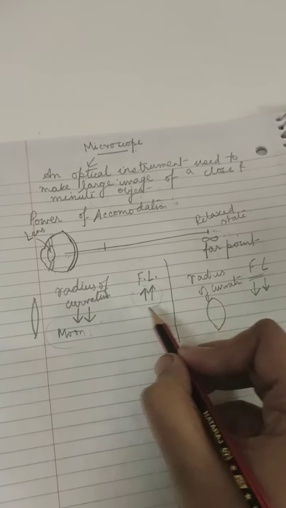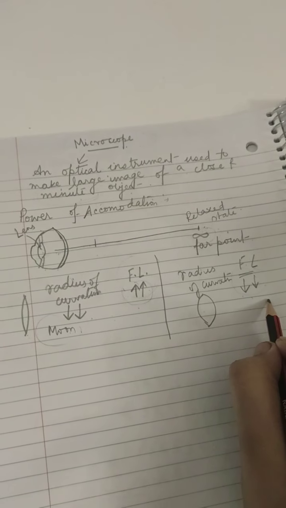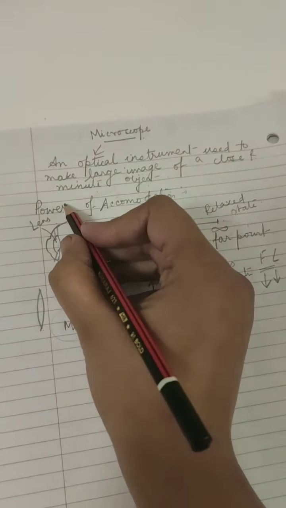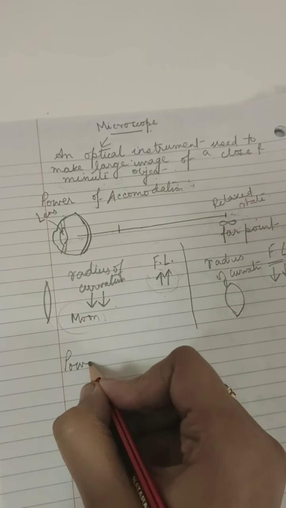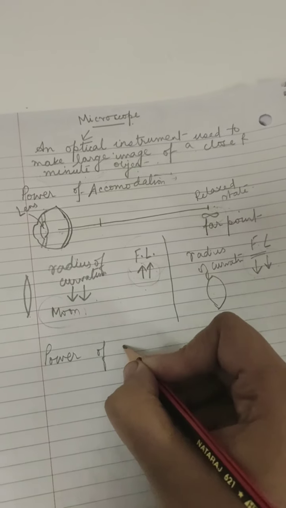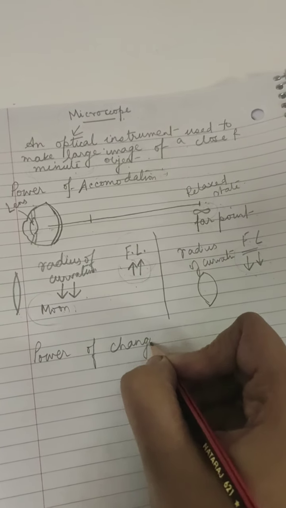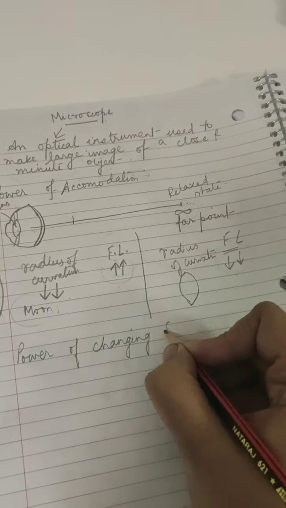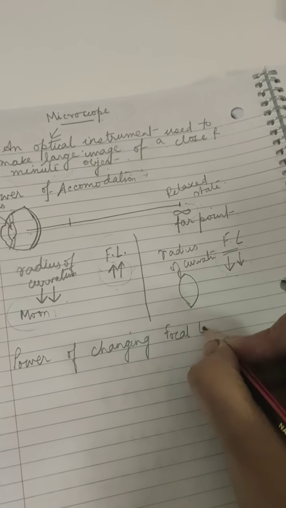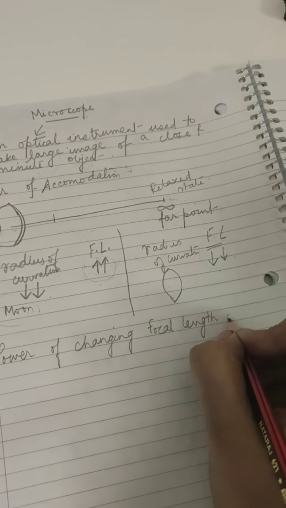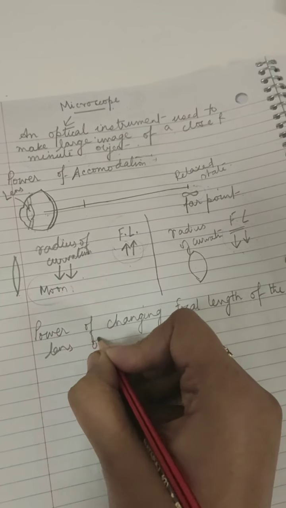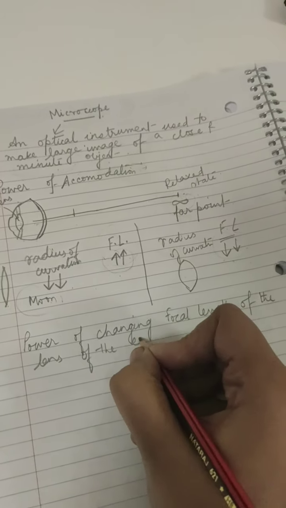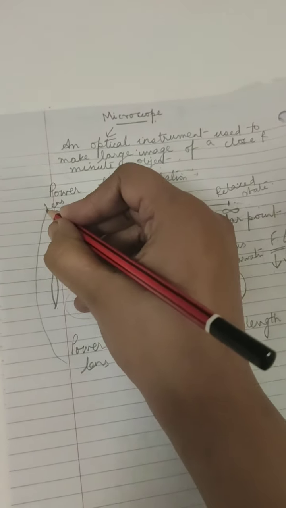So this power of changing the focal length of a lens is called power of accommodation. So what is power of accommodation? Power of changing the focal length of the lens of the eye is called the power of accommodation.